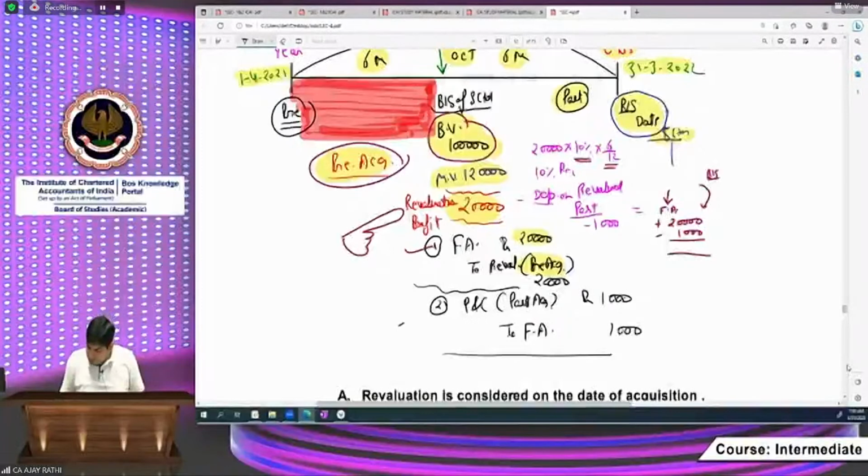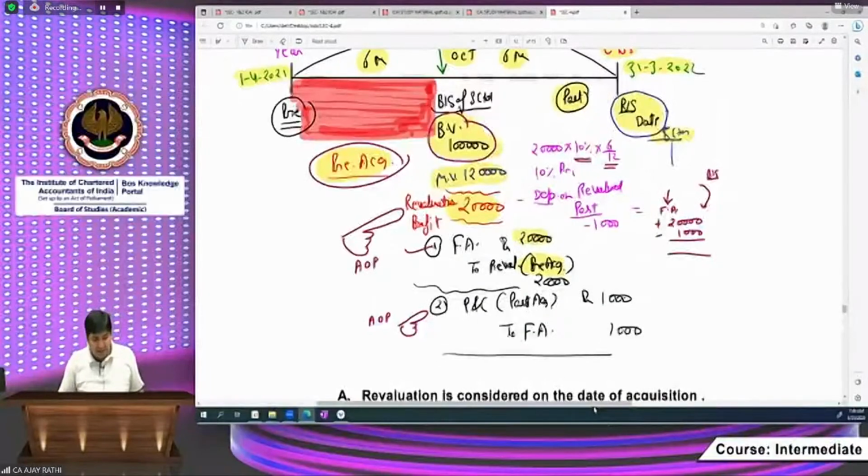In the post-acquisition analysis of profit and in the pre-acquisition analysis of profit, you already know what you have to do. For analyzing the profit of the subsidiary company, in the pre-acquisition you have to add back 20,000, and you have to reduce from the post-acquisition, because the depreciation belongs to post-acquisition. 1,000 you need to consider in the post-acquisition period.